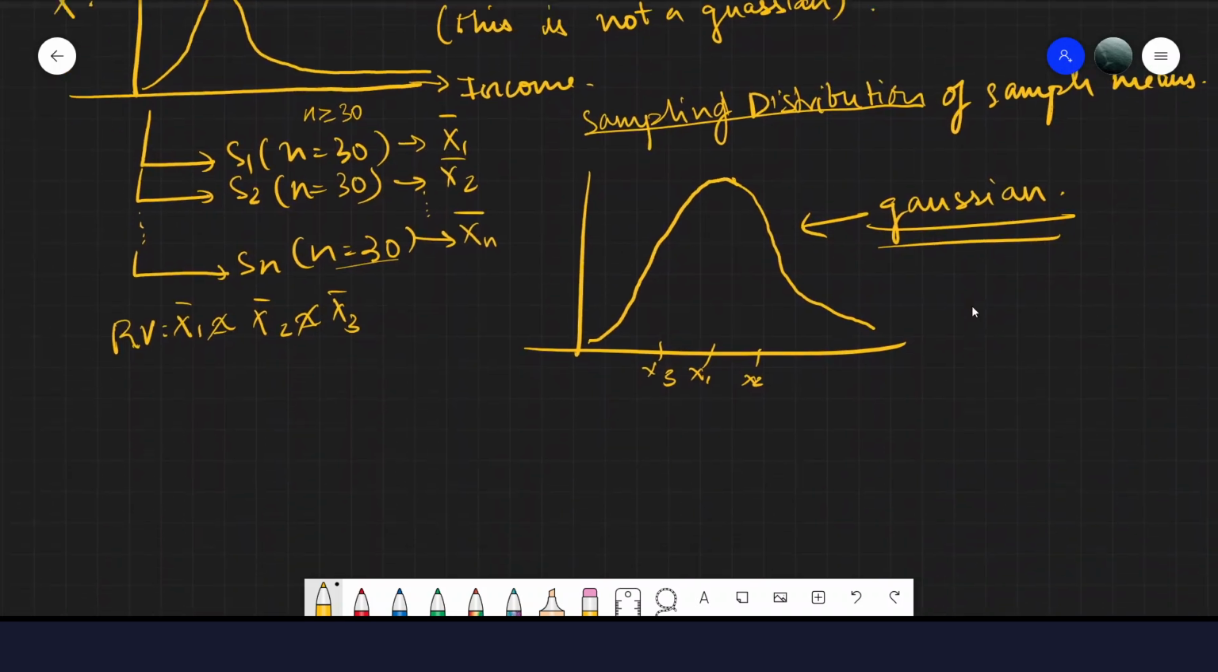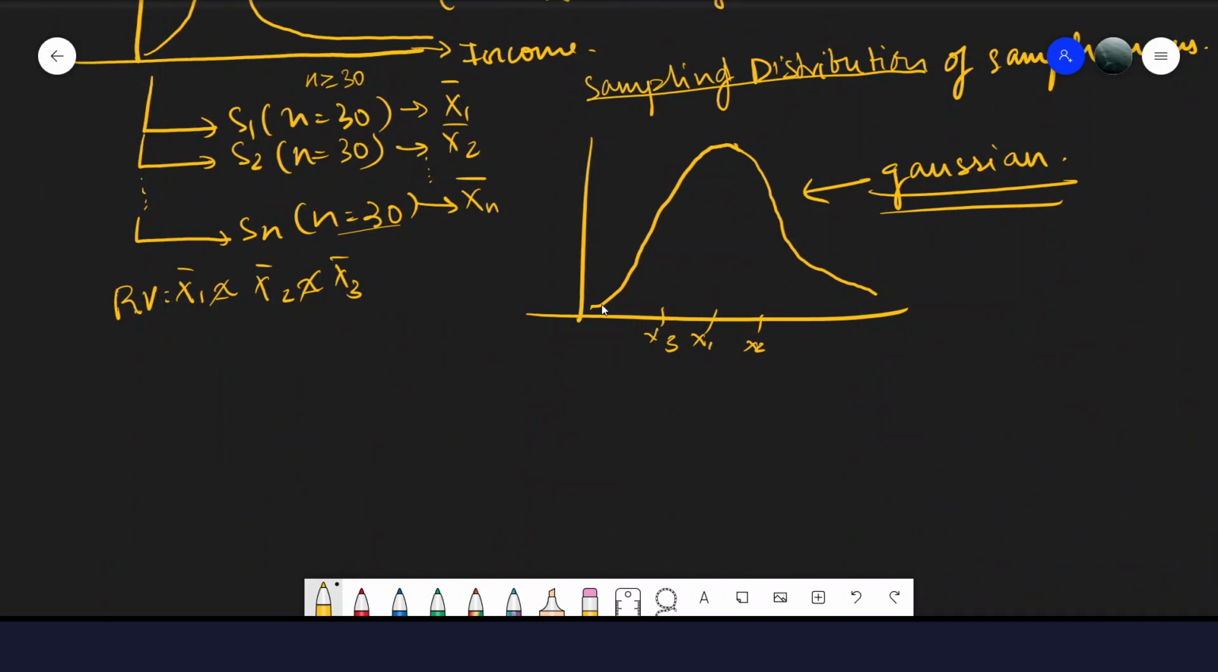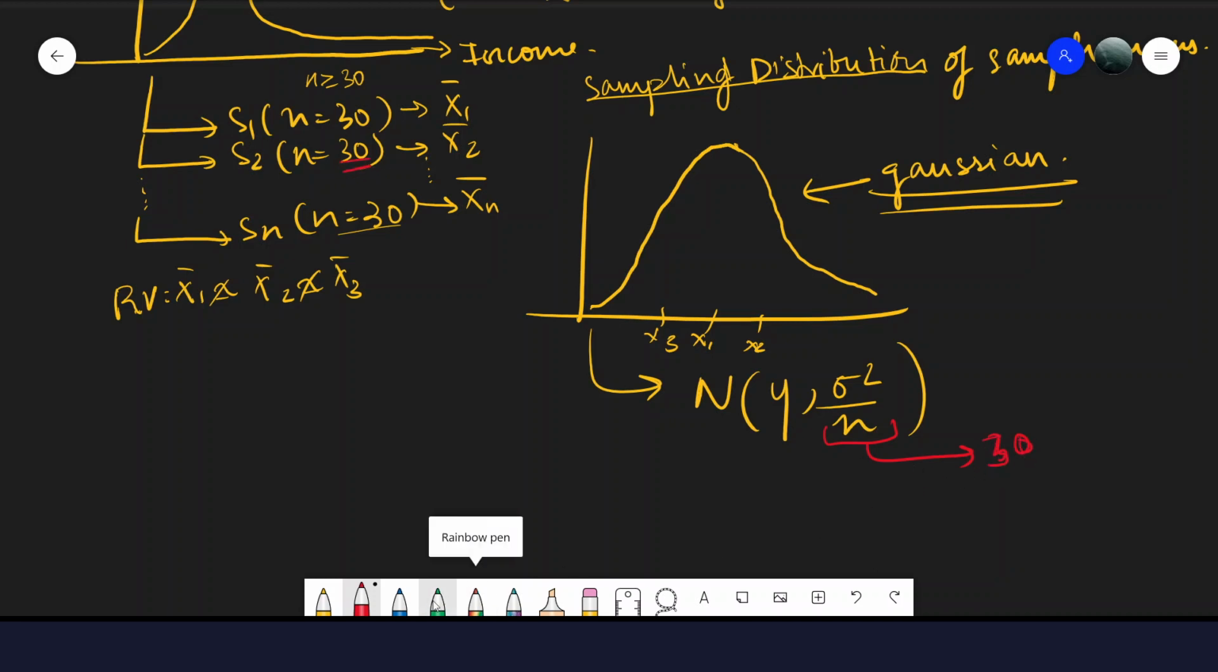Once this has happened, what are the characteristics of this distribution? This normal distribution that you've made, the Gaussian distribution that you've developed using the sampling distribution of sample means, will have a mean mu, and it'll have a variance sigma square by n, where this n is your sample size, which is 30, because we took 30 samples over here, right? So this n is your sample size.